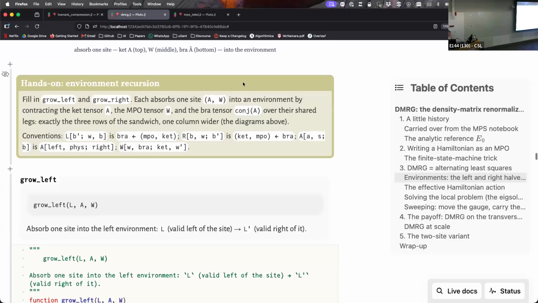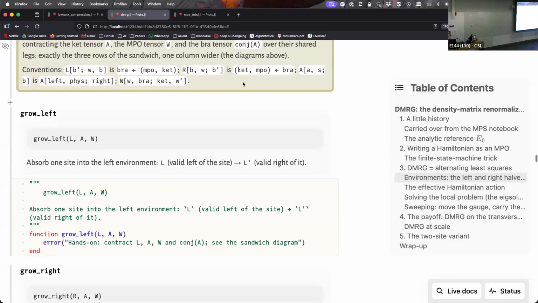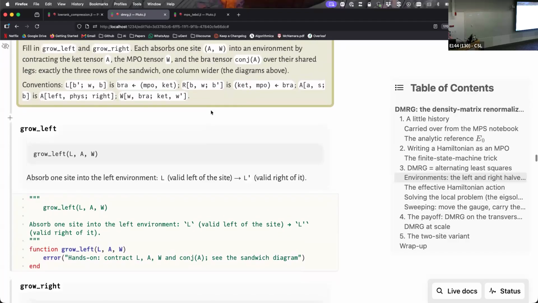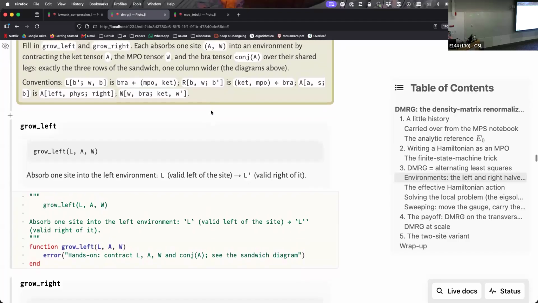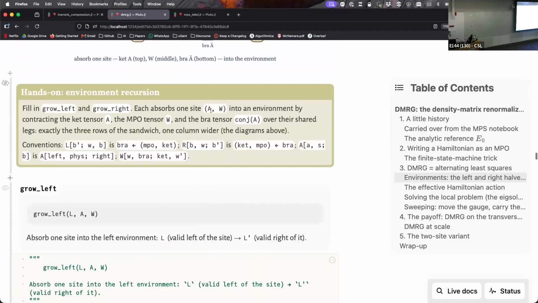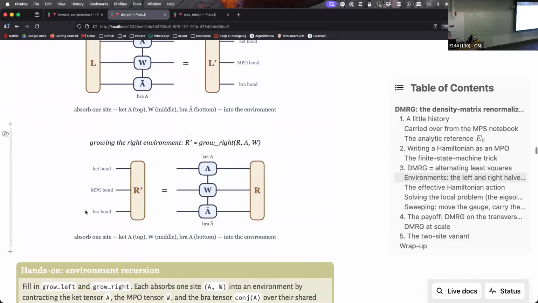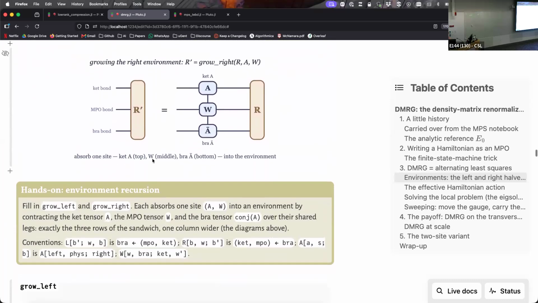This is going to get a little bit clearer in a second. We're going to start with a little bit of exercises, which are simply just writing down these equations. And so basically what I'm asking for here is grow left is implement this tensor contraction. Grow right is implement this tensor contraction, and then we'll go from there.